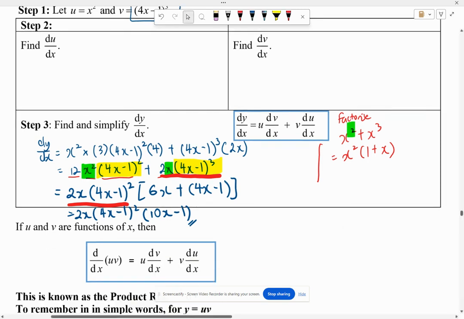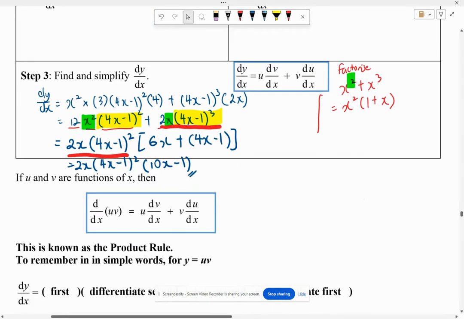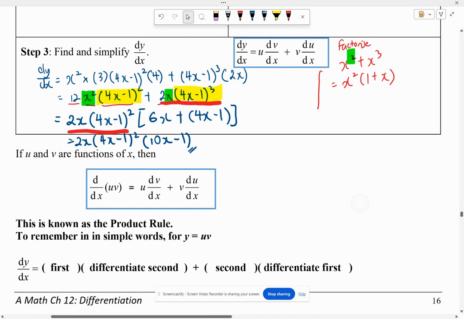Okay, so we have learned how to apply product rule. So remember, memorize the formula d dx u times v is equal to u dv dx plus v du dx. That's all for this video.